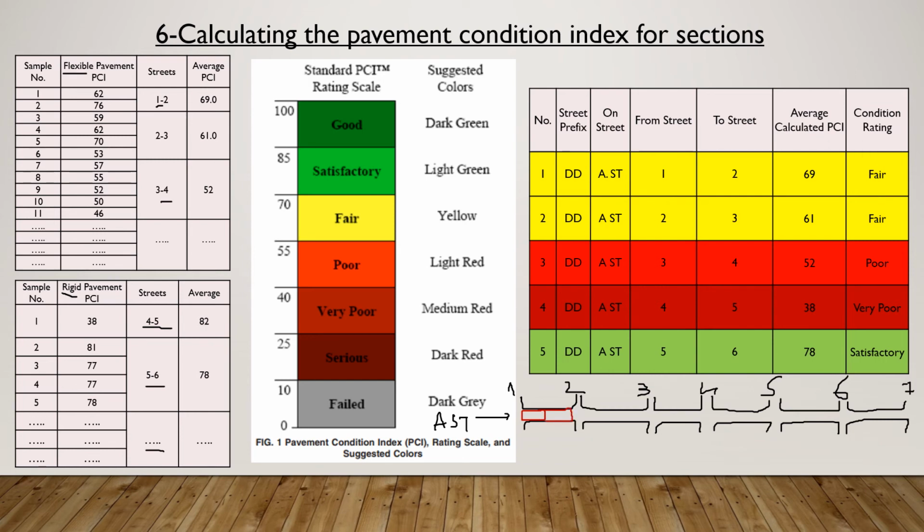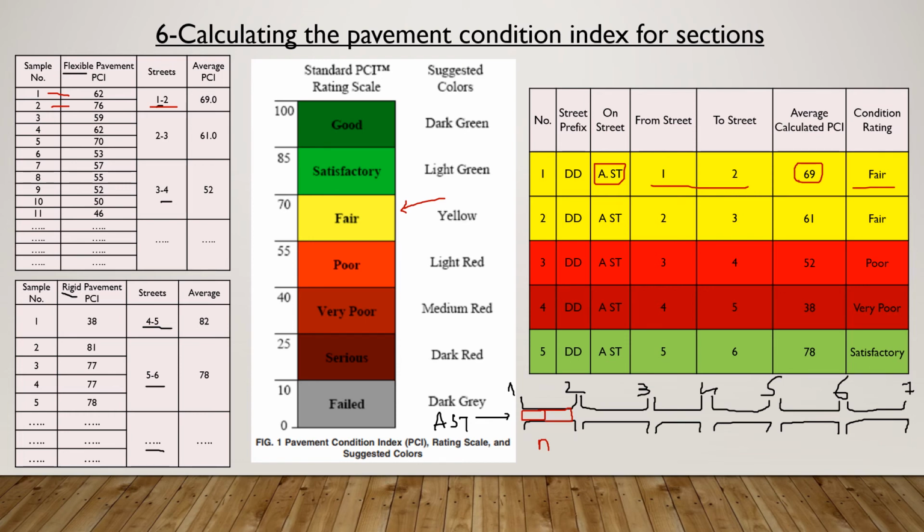Now I'm talking about n small and not n capital. N small is the minimum number of samples to be studied. We had only 2 samples to be studied in this case, and the first sample PCI was 62, the second one was 76, which means that the average PCI of the section from street 1 to street 2 on A Street is 69, and according to the ASTM color code, 69 is a fair condition.